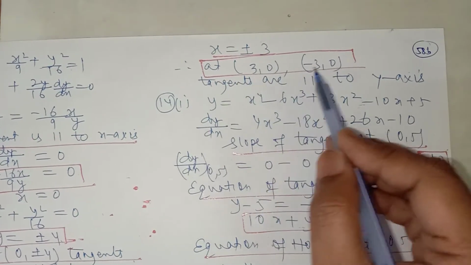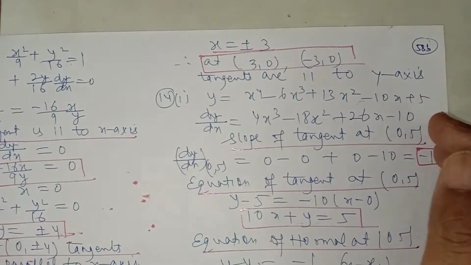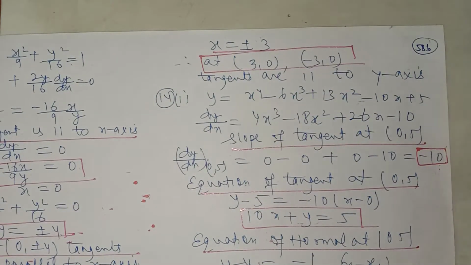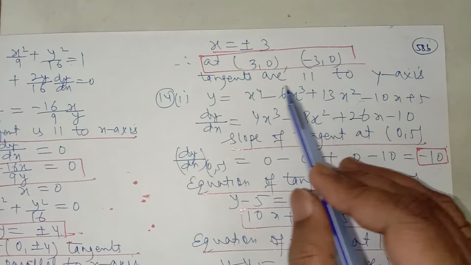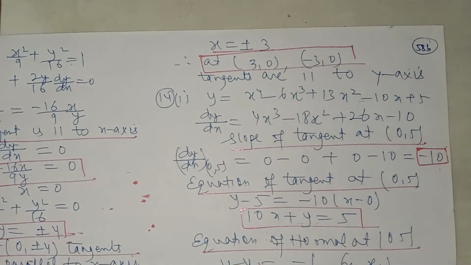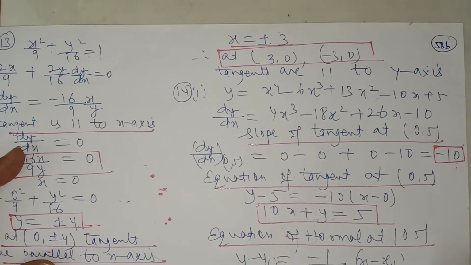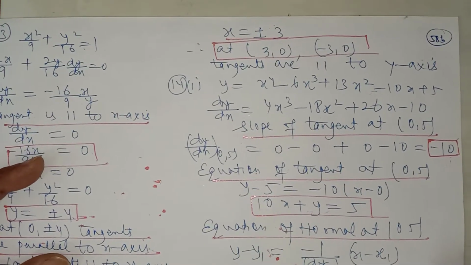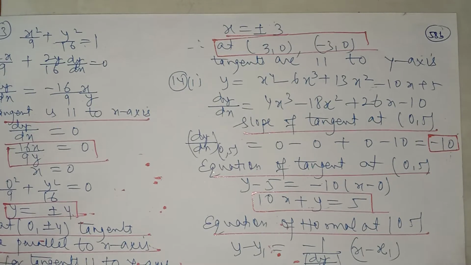The point will be (3, 0) and (-3, 0), because the y coordinate is 0 when the line is parallel to the y-axis. So at these 2 points the tangent is parallel to the y-axis. Again, I am repeating it many times: when a line is parallel to the y-axis, its y coordinate will be 0.